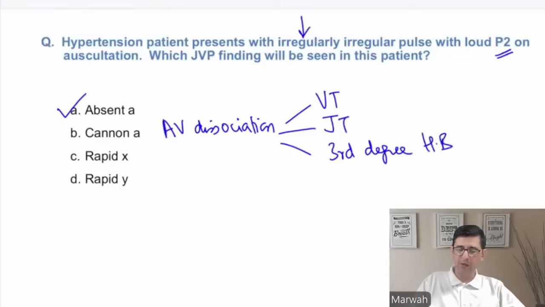It really doesn't matter. As long as it's an irregular pulse, that tells me atrial fibrillation. In atrial fibrillation, the core aspect would be an absent A wave. So that loud P2 thing is, I think, again a distraction in the question.